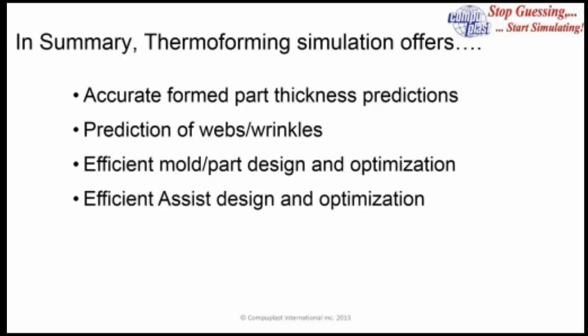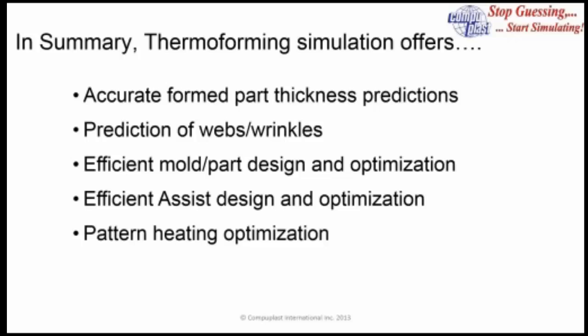And we have very efficient assist design optimization. You get a web or an unacceptable thickness distribution, and you might have 5 or 6 ideas on how to correct that. Rather than go and build all the different assists that are possible, you can sit in your office, run a bunch of simulations with the different options you have, and then select the 1 or 2 that have the best results to actually try on your production line.